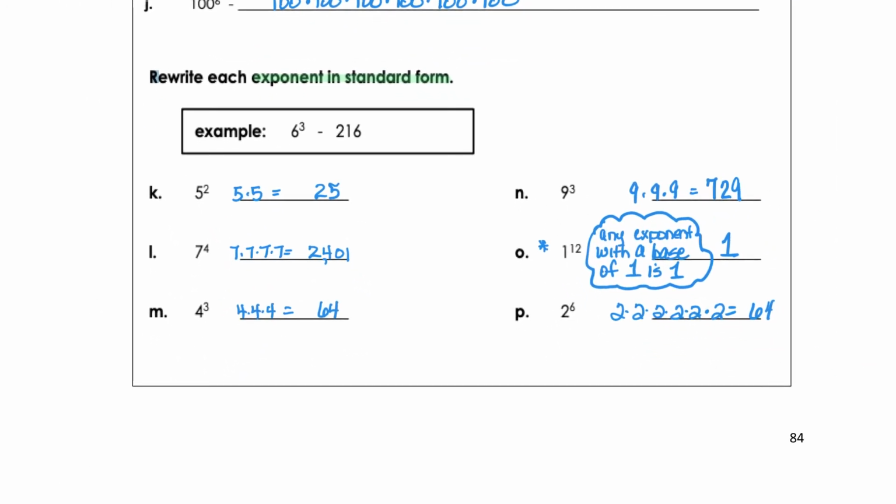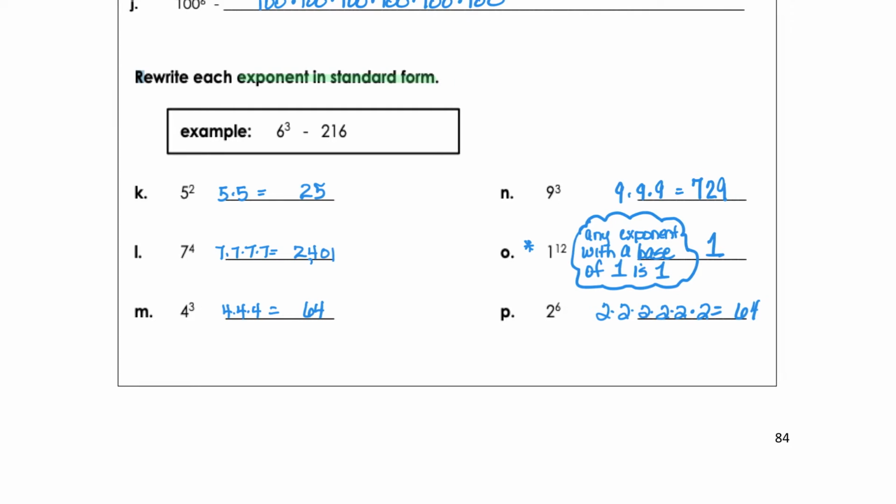And notice on letter O, anytime you have an exponent with a base of 1, your answer is always going to be 1. Hope you did well, and let's get ready to go with the lesson.